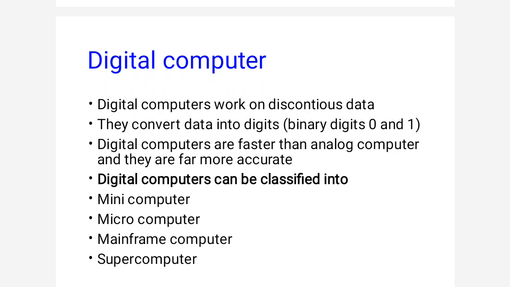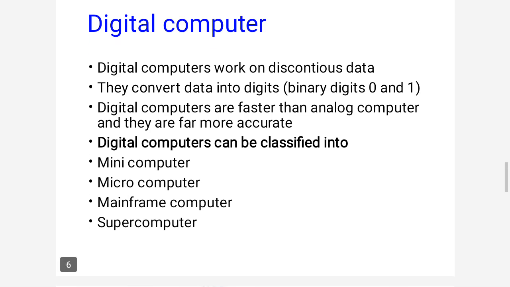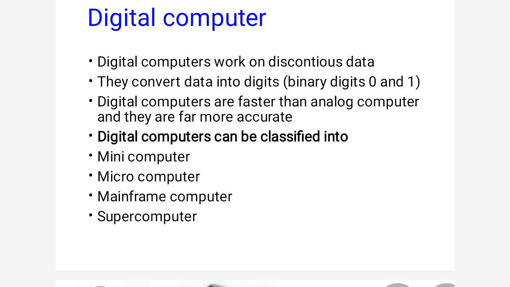Then another type of computer is the digital computer. Digital computers are something that we are all aware of. We have all seen it. Our desktop computers come under digital computers. These computers are going to take data in the format of zeros and ones. Zeros and ones are what? Binary data.